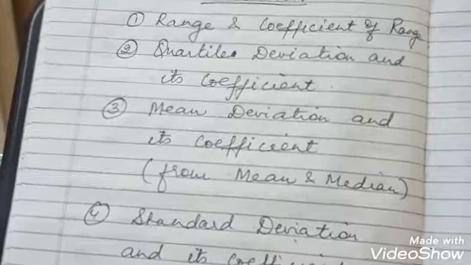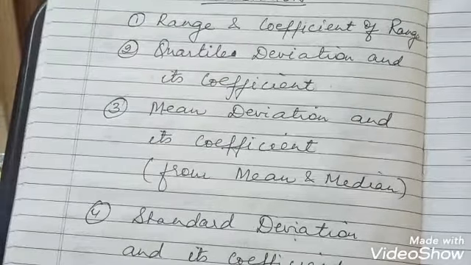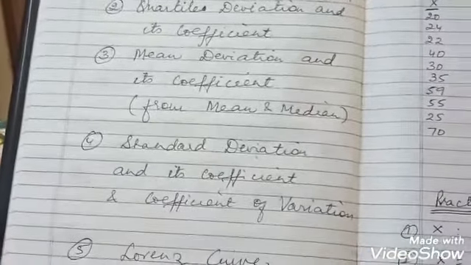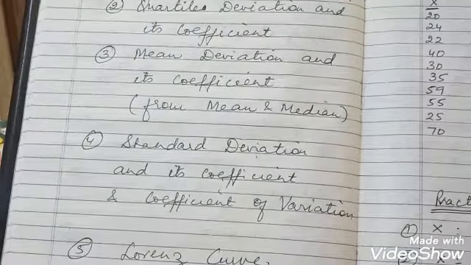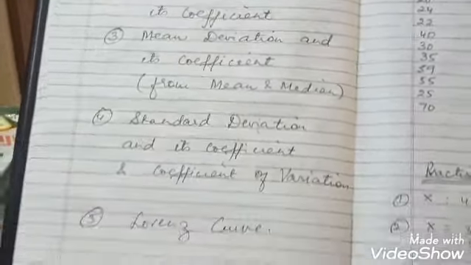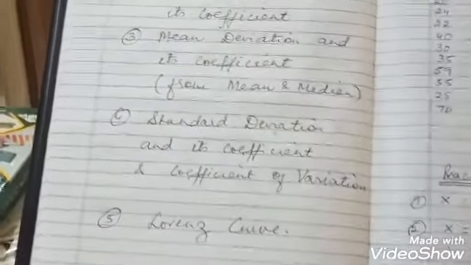We are going to calculate mean deviation only from mean and median. Actually, it is even from mode, but it's not in our syllabus. Then we are going to calculate standard deviation and its coefficient. Along with this, we are going to do coefficient of variation also. Finally, we are going to do Lorenz curve.